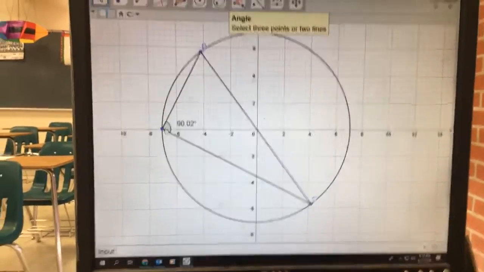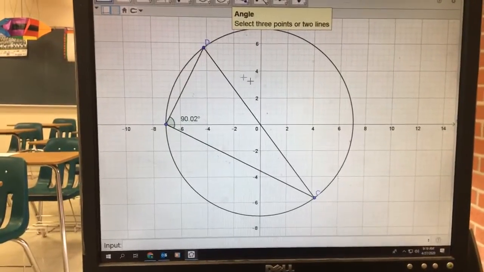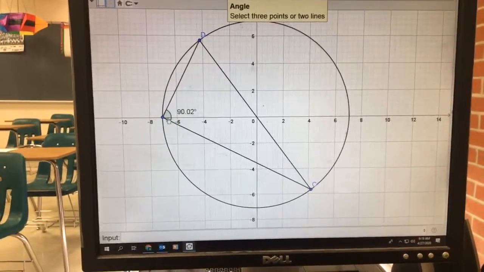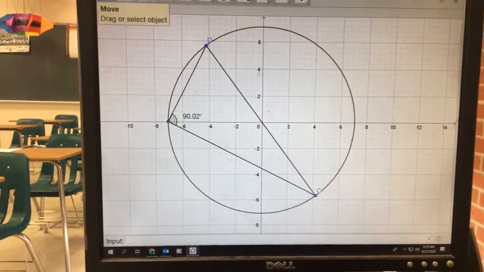So the measure of this angle and this intercepted arc, there's a relationship. The arc is twice the angle. The angle is half of the arc.